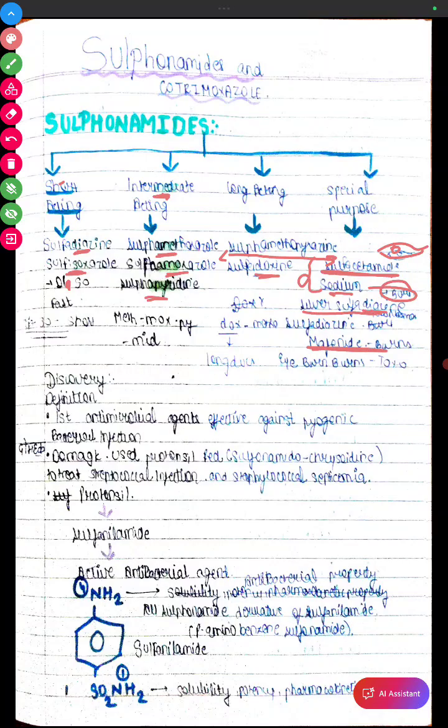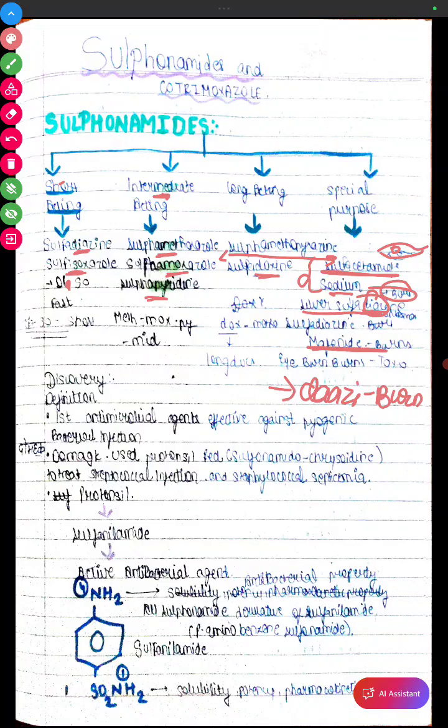See, in Gujarati, dajhi means burn, so we use silver sulfadiazine for burns. Okay, so that is what we will be using.